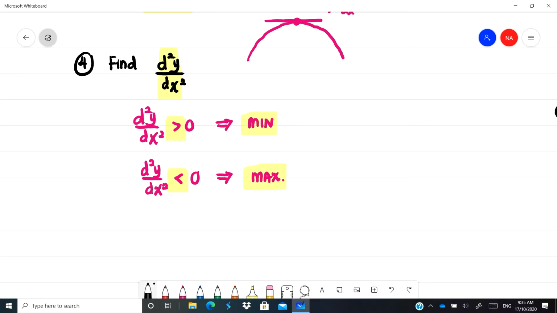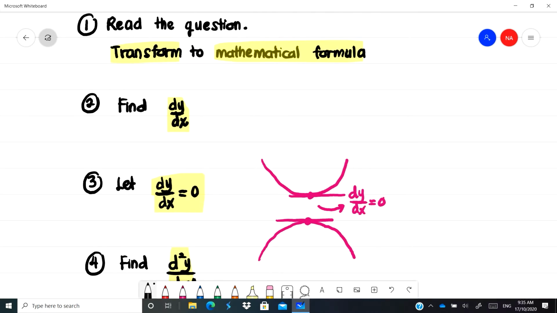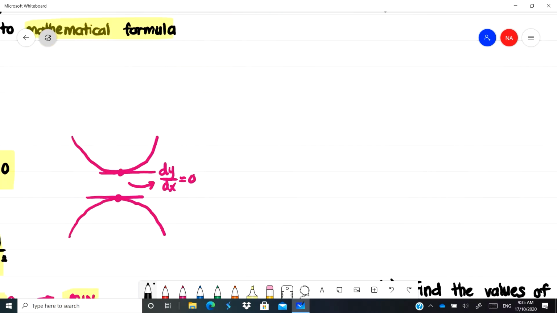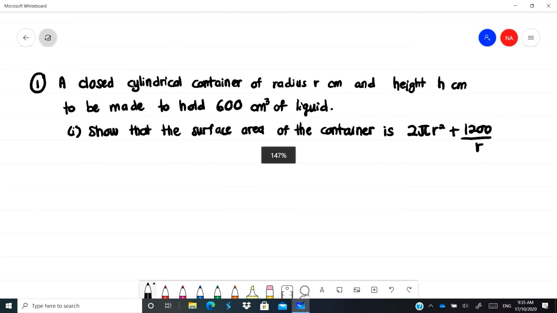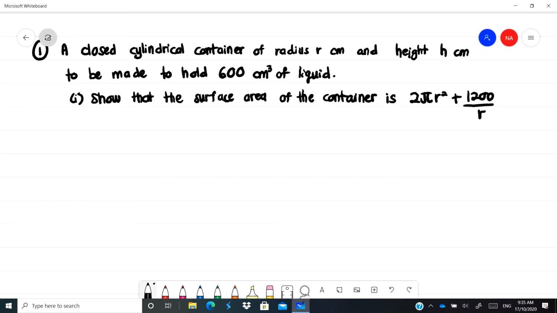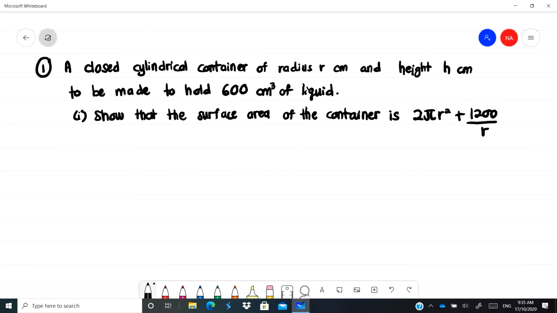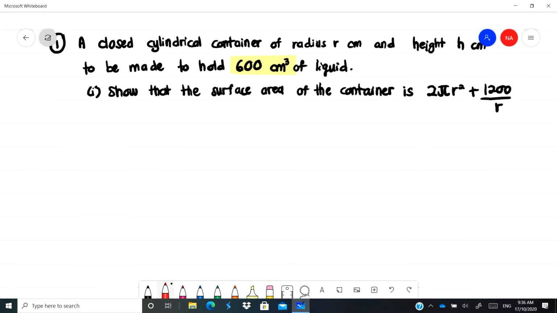To illustrate these four steps I've been mentioning, let's see some examples. Let's look at the first example here. We have a closed cylindrical container of radius r and height h cm to be made to hold this volume of water. The question doesn't give you the diagram, so you have to imagine and draw. Read carefully. It is a closed cylindrical container, meaning you have a container in cylinder shape.